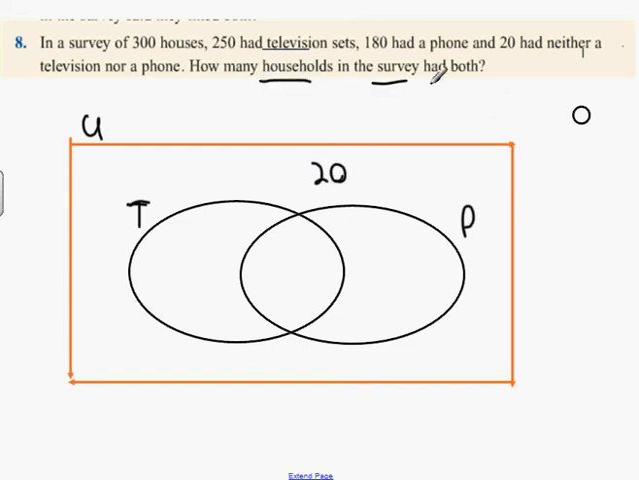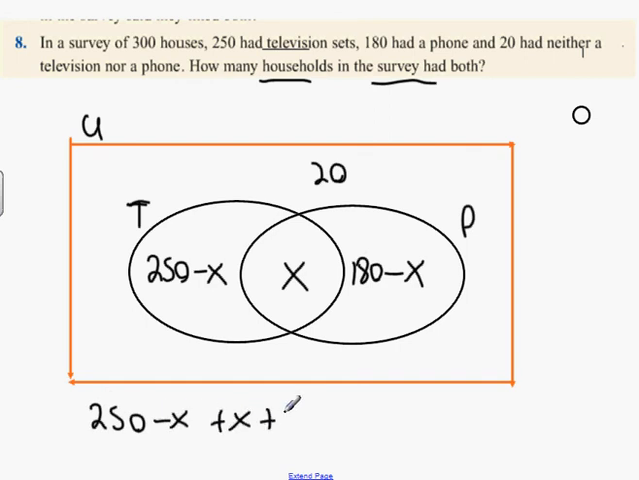How many households in the survey had both? It's unknown, so we call it X. How many had a TV only? 250 minus X. And then the other one, 180 minus X. And what do all four numbers add up to? The 250 minus X plus the X plus the 180 minus X plus the 20 has to all equal 300, because there's 300 houses in total.